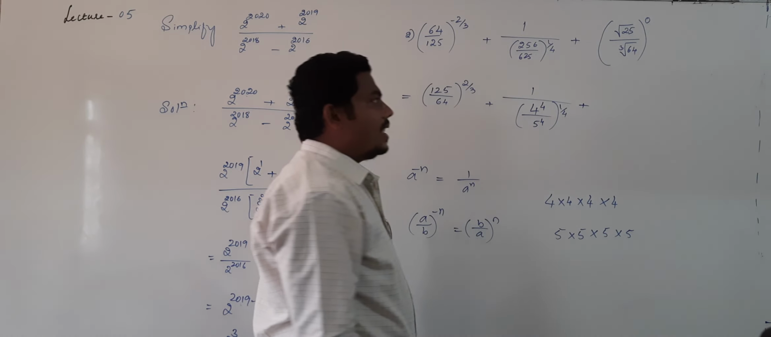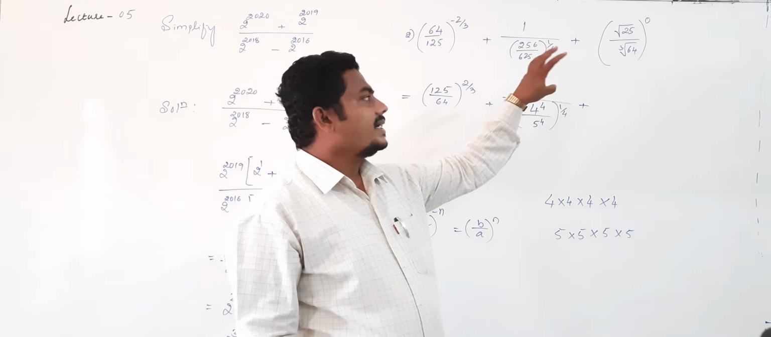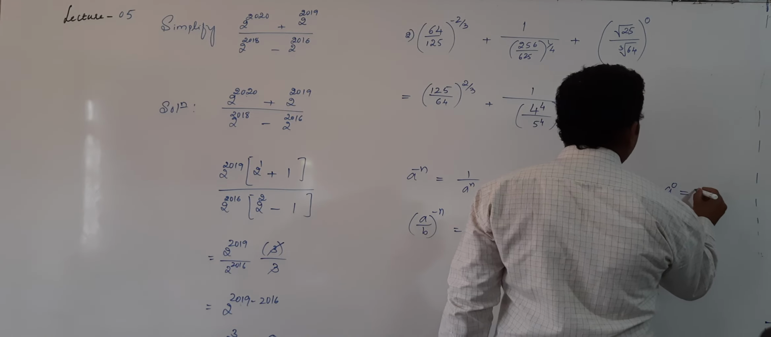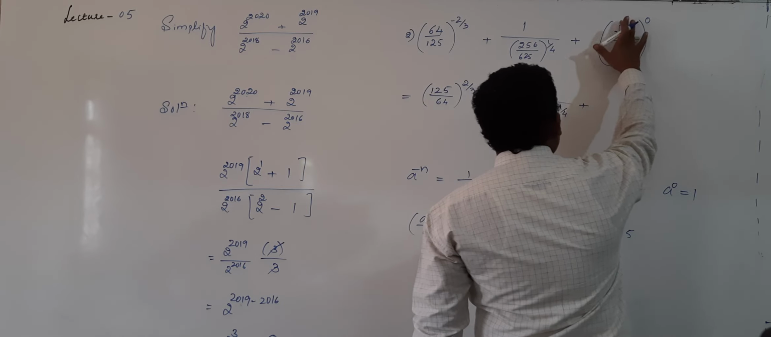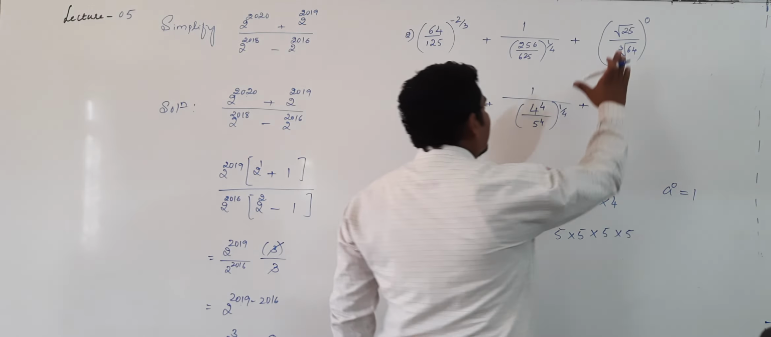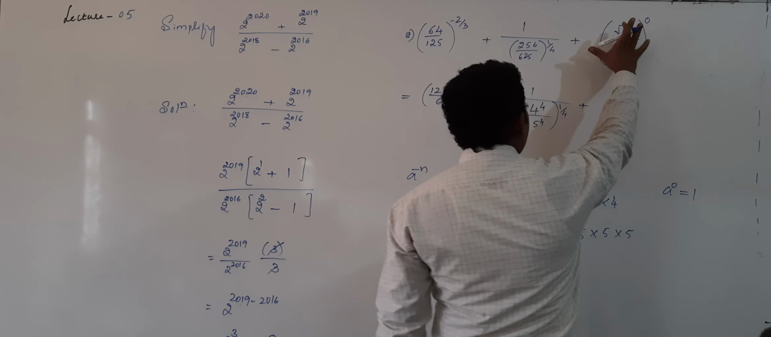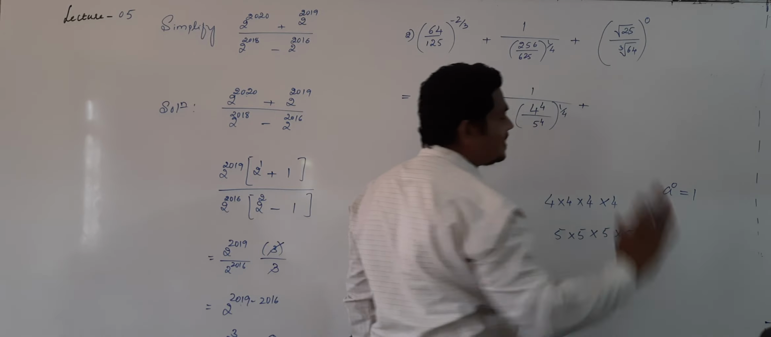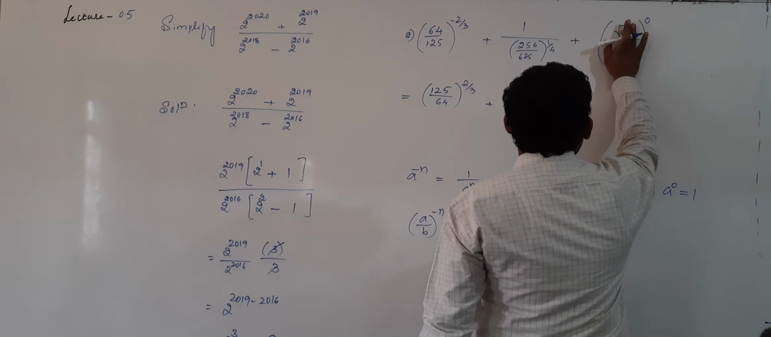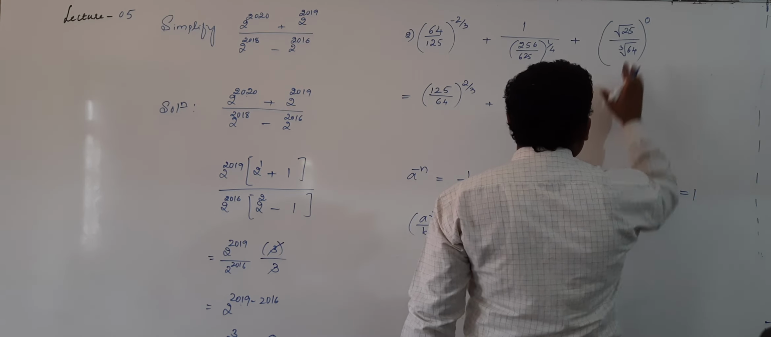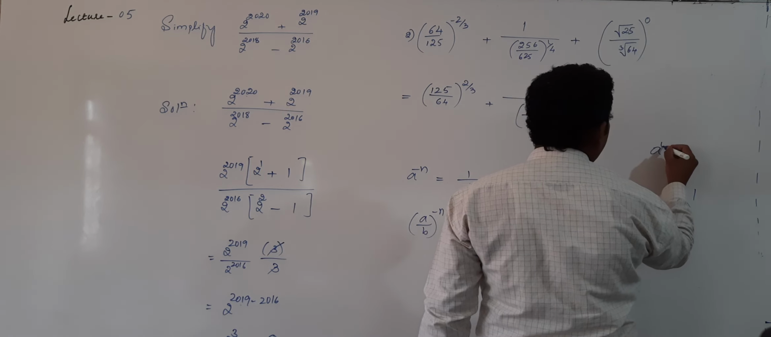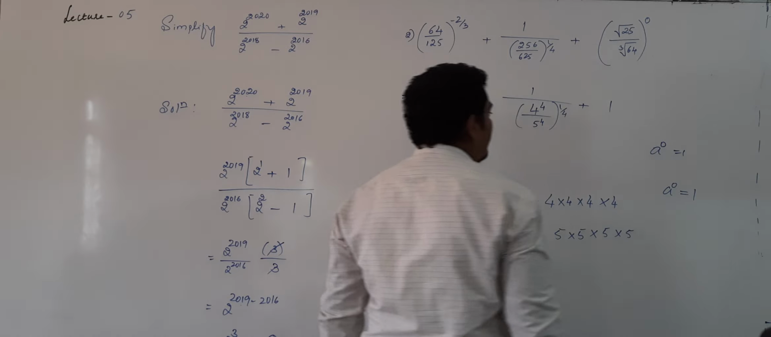Plus, and I tell you one more property, a power 0 is equal to 1. Any number other than 0 to the power 0 is 1. 0 power 0 is meaningless. Any number other than 0, a power 0 is 1, so its value is 1.